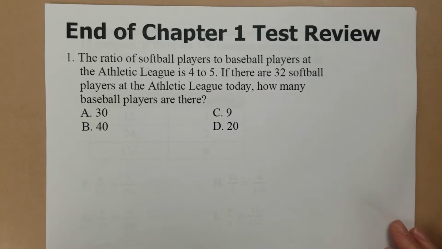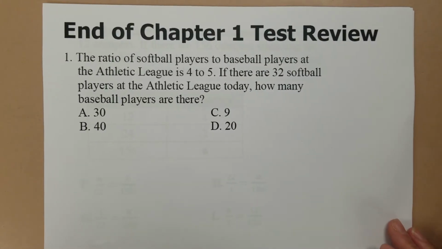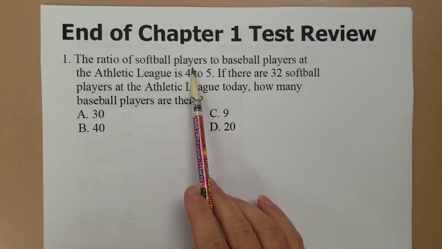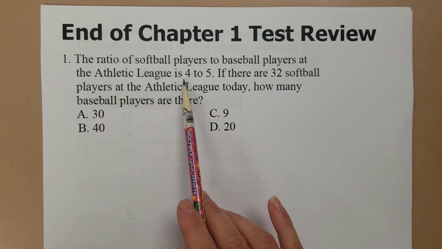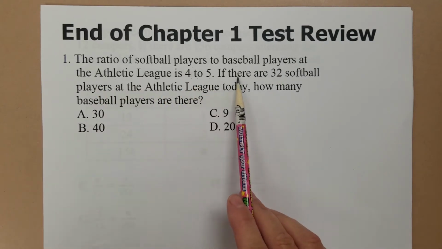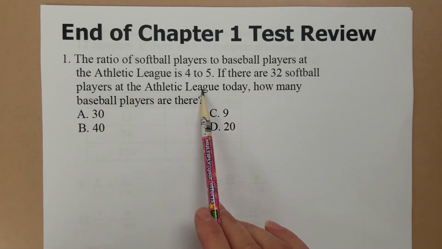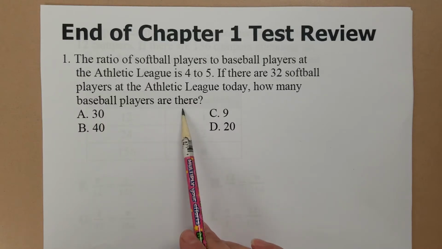In this video, we will be going over the solutions for the end of Chapter 1 test review, 6th grade. Question 1. The ratio of softball players to baseball players at the athletic league is 4:5. If there are 32 softball players at the athletic league today, how many baseball players are there?